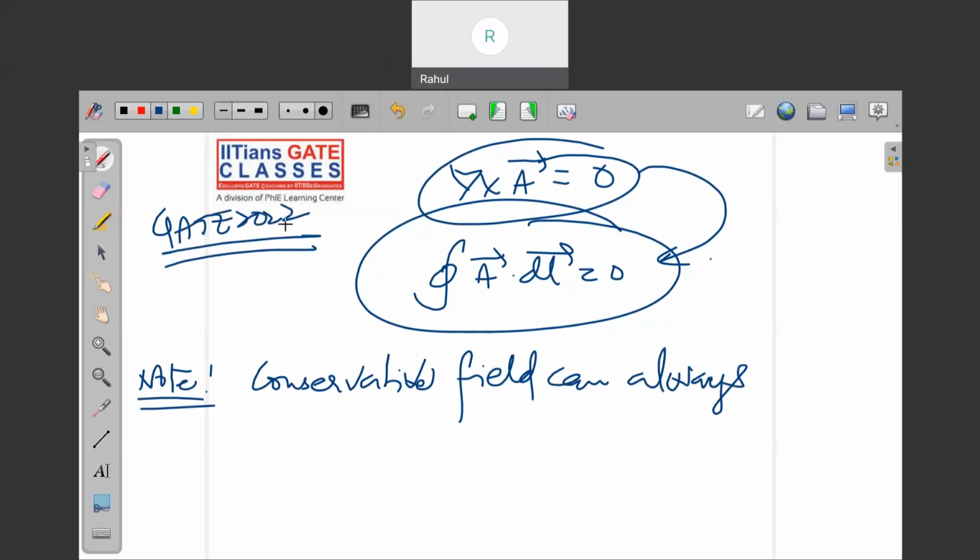In GATE 2022, one question was there, and you had to find first the divergence of that, and divergence was coming out to be 0, so the answer was completely 0, right? So it was a very easy question. If you know this concept, definitely you can ace an exam. So a conservative field can always be represented by the gradient of a scalar.